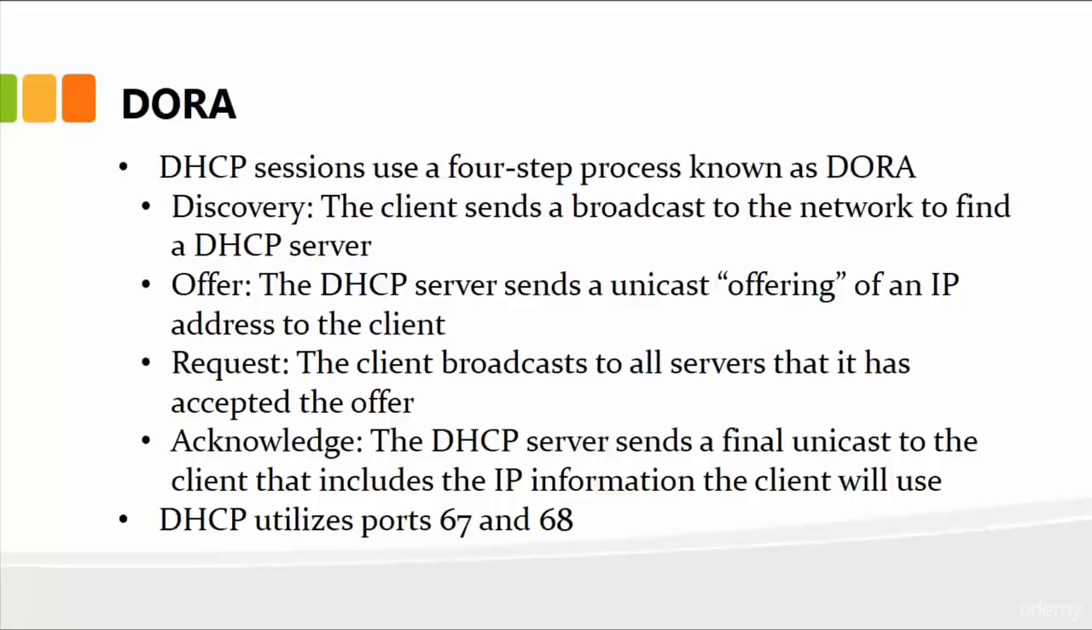The second step is the offer. The DHCP server sends a unicast offering of an IP address to the client. The third step is the request. The client then broadcasts to all servers that it has accepted the offer. So now everyone on the network knows that a certain IP address has been assigned to this computer so that it cannot be duplicated. Recall that IP addresses are unique. They cannot be duplicated or assigned to any other computer on the network.